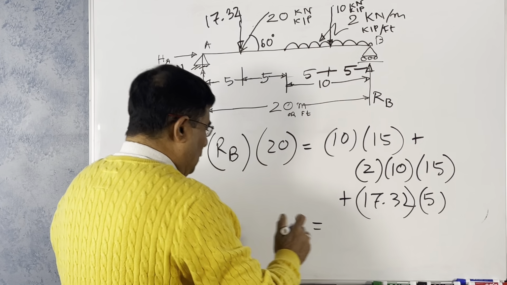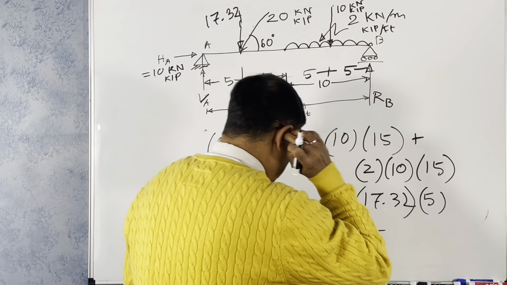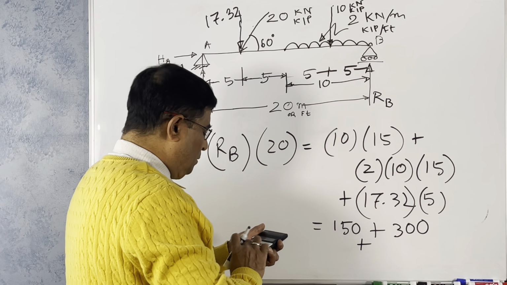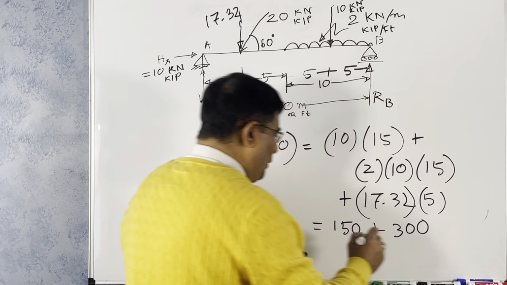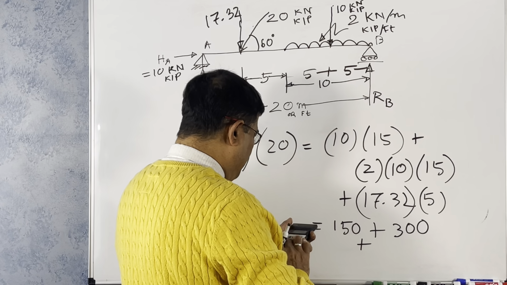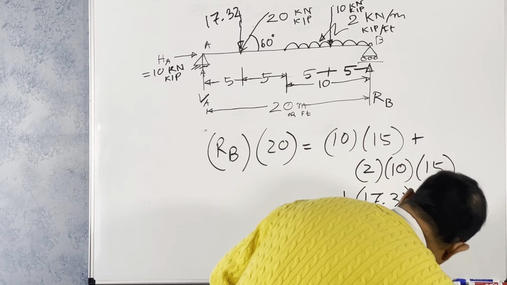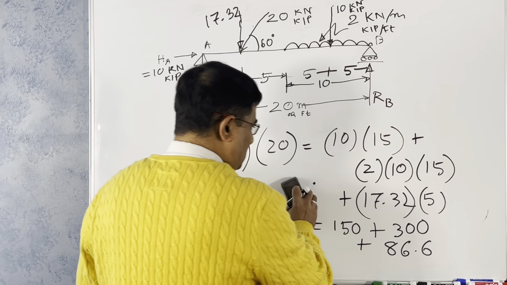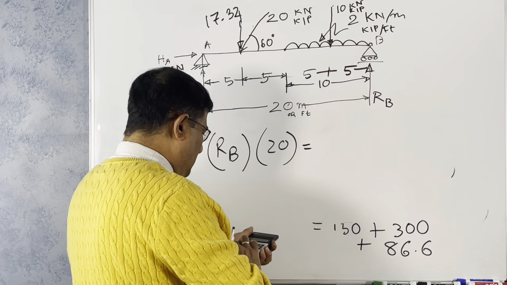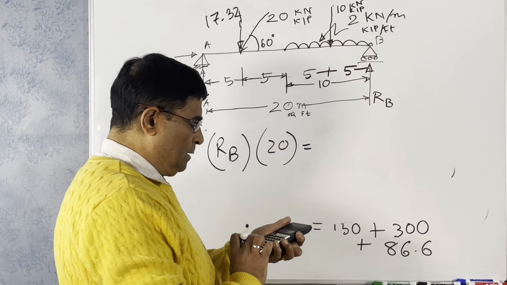So what is the total? 150 plus 300 plus 17.32 times 5, 17.32 multiplied by 5, is 86.6. So the total, if you add up all these, 150 plus 300 plus 86.6, is 536.